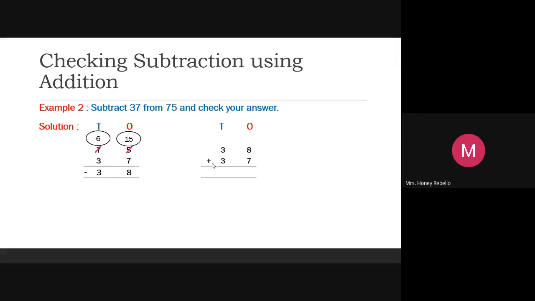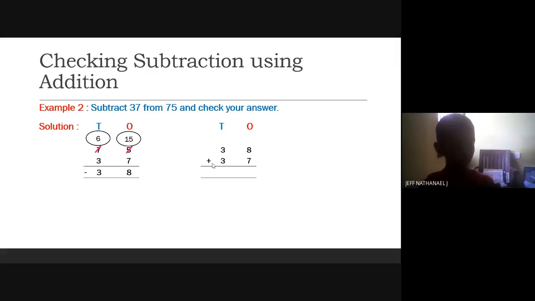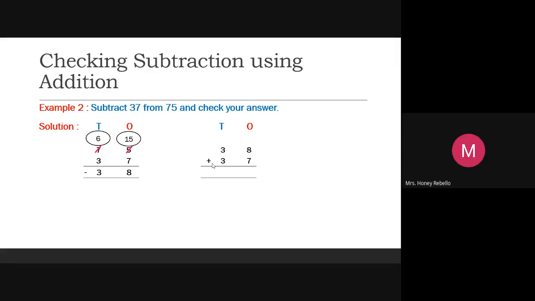So you are getting, now I just put the answer together. What is 6 minus 3? 3. Now, how will you check this number? You have to add, actually. 38 plus 37. You add and tell me the answer.